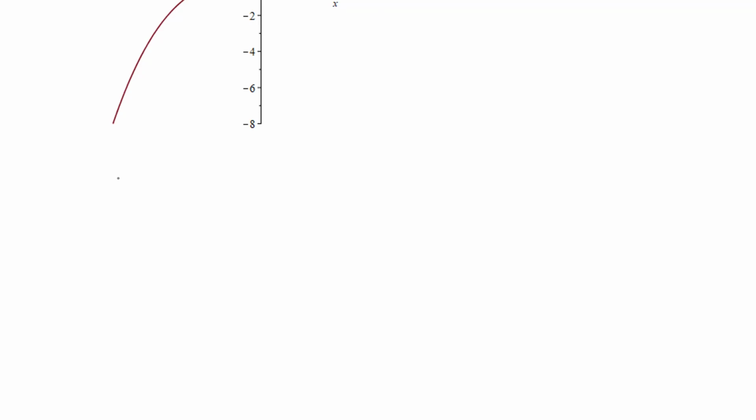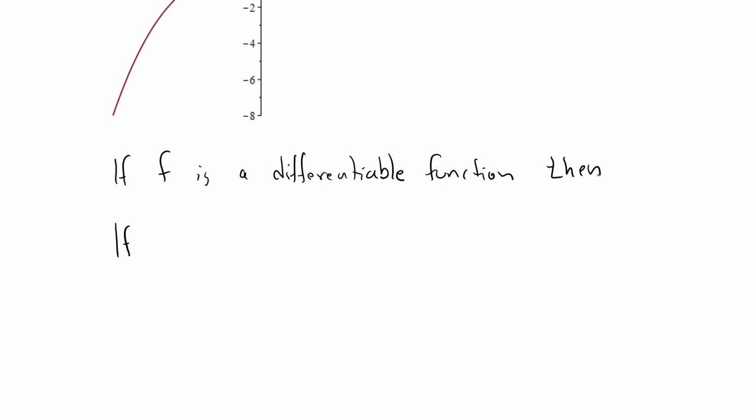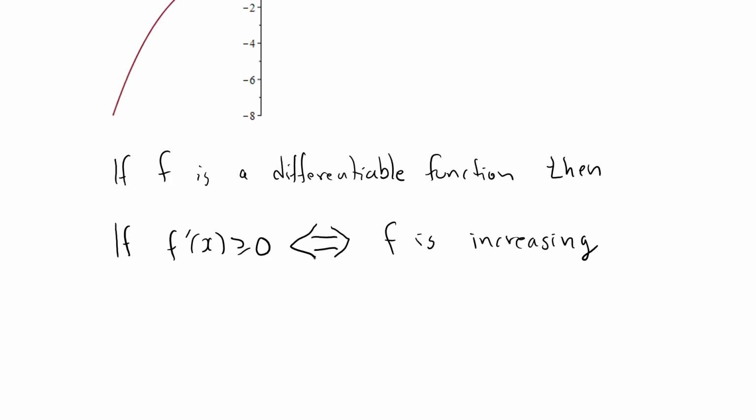Fortunately, we have the following very nice result. If f is a differentiable function, that means that you should be able to find the tangent for any x in the domain of the function, then if the derivative is greater than or equal to 0 for all x in the domain of the function, then f is increasing. The reverse to this statement is also true. So if f is increasing, then the derivative is greater than or equal to 0 for all x in the domain of the function.